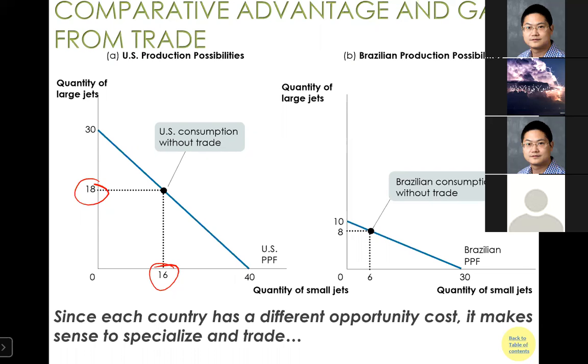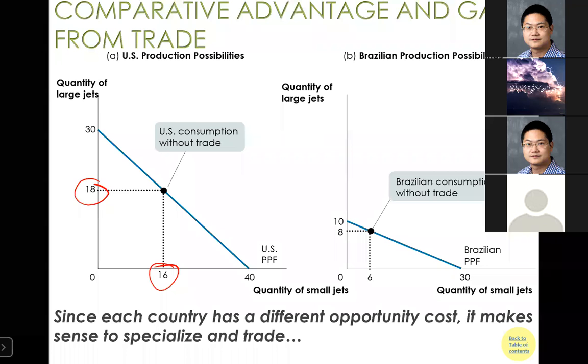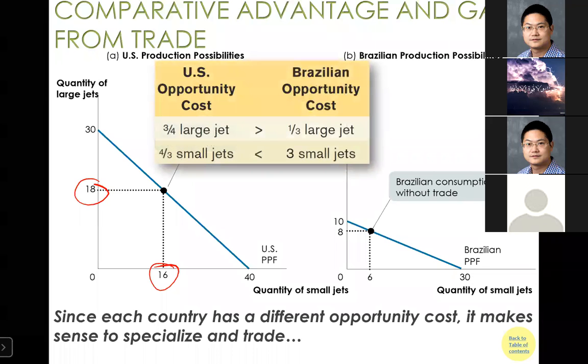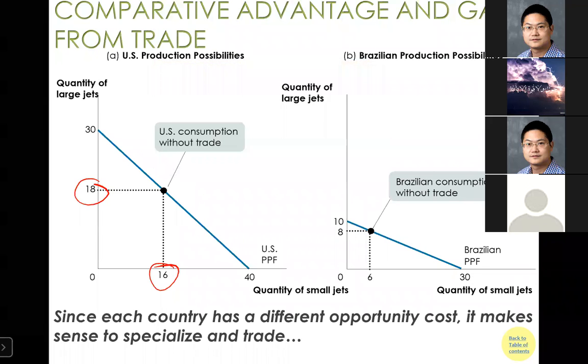And now we look at another part of the world. We look at Brazil. In Brazil, they have slightly different technology. If they allocate all resources to larger jets, they can produce 10. On the other hand, if they allocate all resources to small jets, they can produce 30. And we have the PPF. Similarly, this is their PPF.